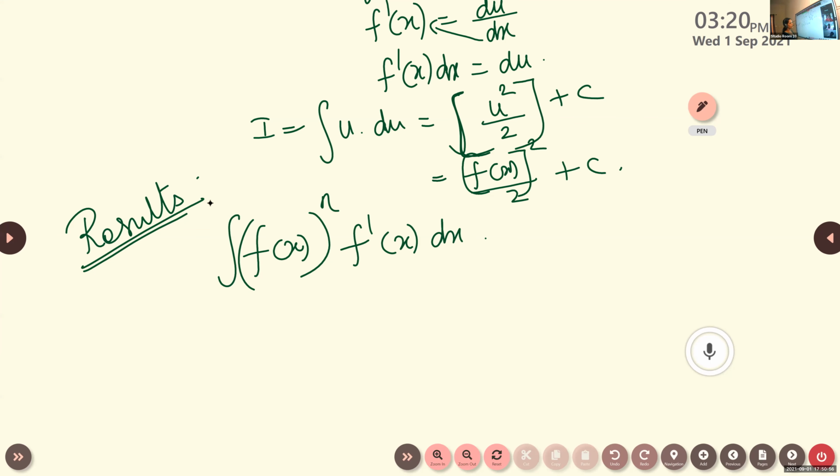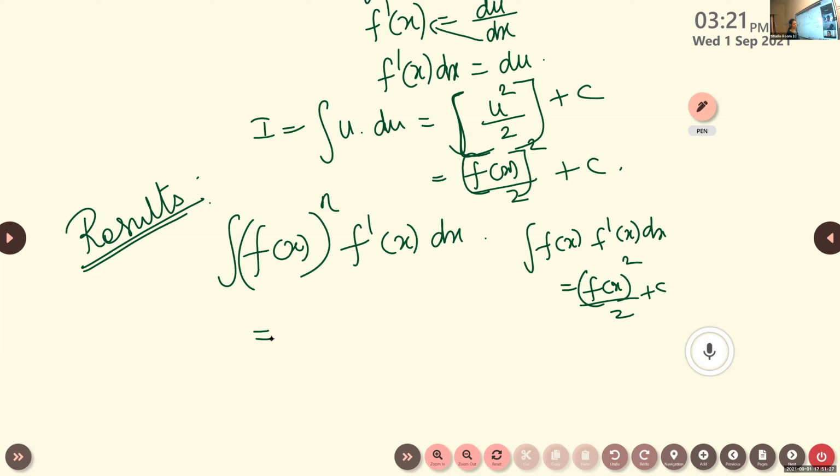Look here. If it is f of x into f dash of x, what is the formula we wrote? The integral of f of x into f dash of x dx is f of x the whole square by 2, isn't it? If the power is 1, when we integrate, the power becomes 2 and we divide by 2. Same way here, the integral of f of x whole raised to n into f dash of x into dx.